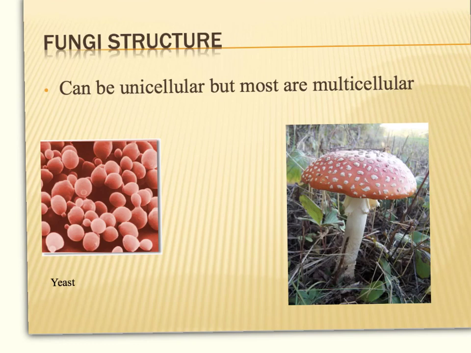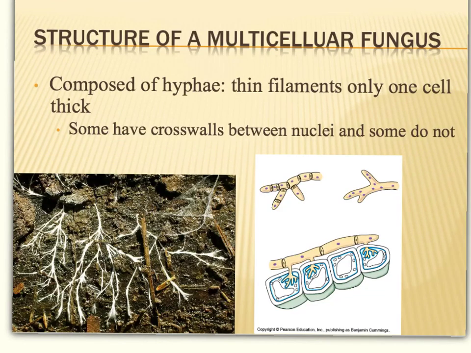Alright, the structure of fungus. It can either be unicellular, which is yeast, or multicellular. Most of them are multicellular. All the multicellular fungi are made up in much the same manner. They're all made up of hyphae, which are thin filaments. You can see down here, they're only one cell wall thick. Some of them have cross walls, meaning these little things. Some of them don't. But this is a picture of them.